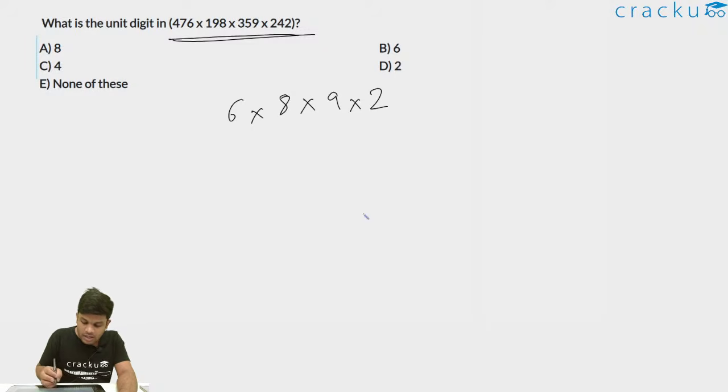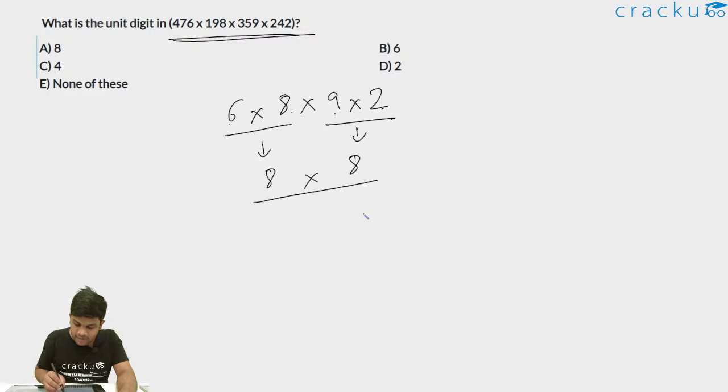Again, the unit digit of these two numbers will be 8 into 6, which is 48. So unit digit is 8. And 9 into 2 is 18. So again, unit digit is 8. Now we have 8 into 8. 8 into 8 is 64. So from here we get unit digit as 4. So your answer is option number C, which is 4.